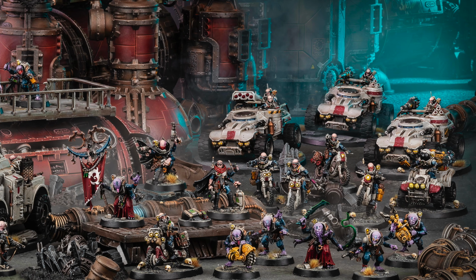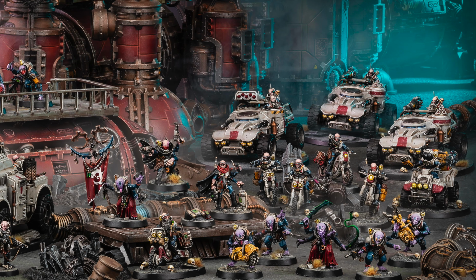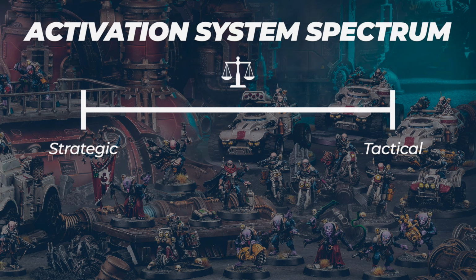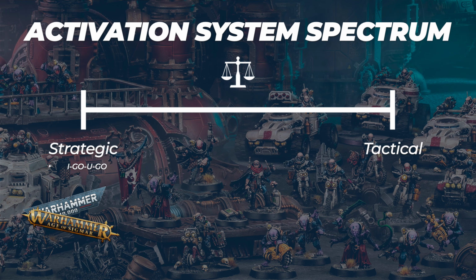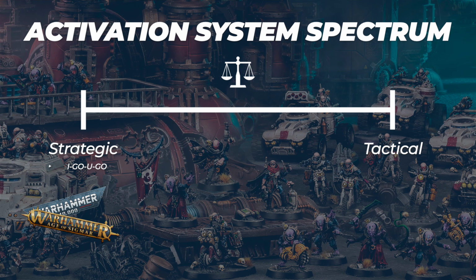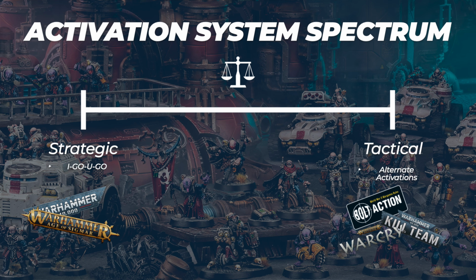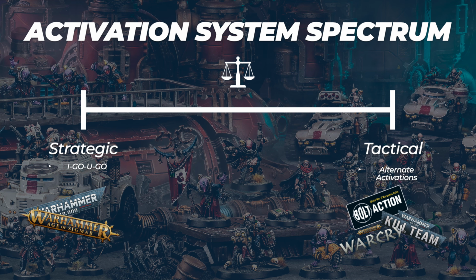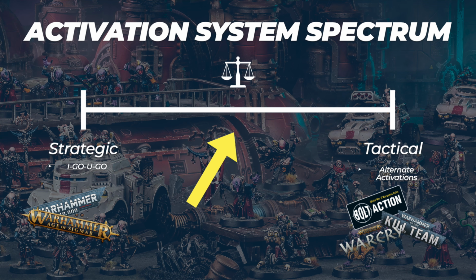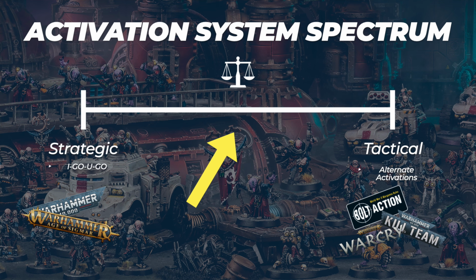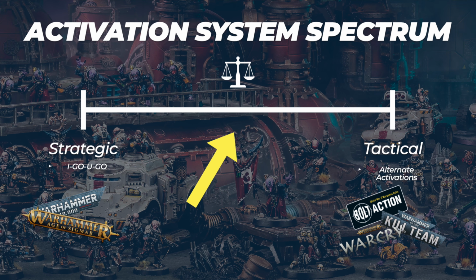And that brings me on to the next part in this video. What other activation systems are out there? One way I like to think of I Go You Go and alternate activation is as either end of a spectrum. On the one side is I Go You Go, where you activate all your units on your turn, and this gives the game a strategic feel. On the other side, alternate activations, where you activate just a single unit and the game has a more tactical feel. There's this whole space in the middle, and that space is filled with many unique systems that offer a middle ground between the two.